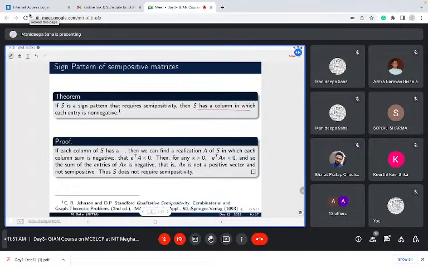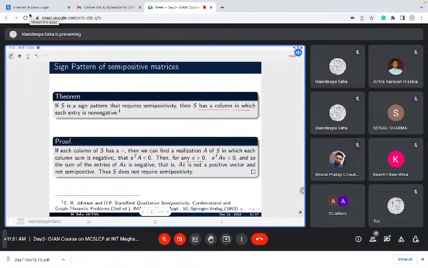So in that case, E transpose A is negative, and therefore if we choose any x bigger than 0, then E transpose A x is also less than 0. It means that the sum of the entries of Ax is less than 0, which will imply that Ax is not a positive vector. So it should have a negative entry, because the sum is negative. So that means S does not require semi-positivity.